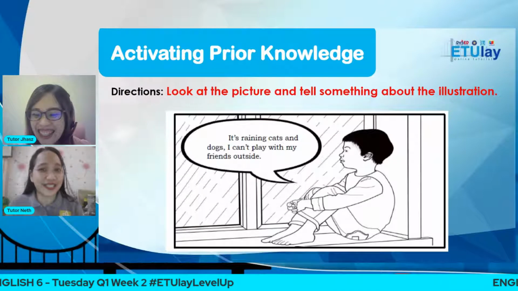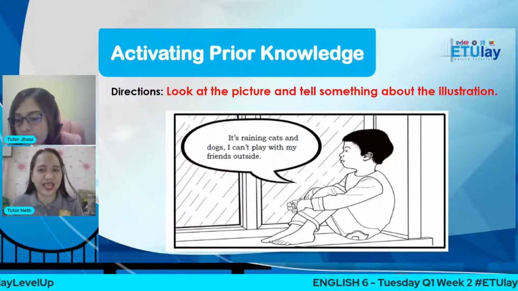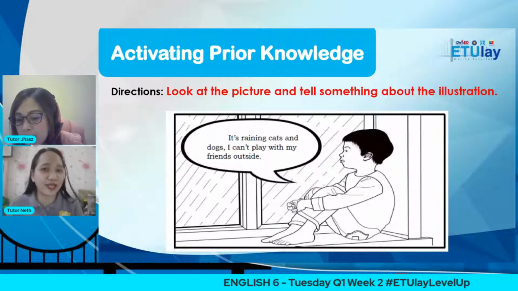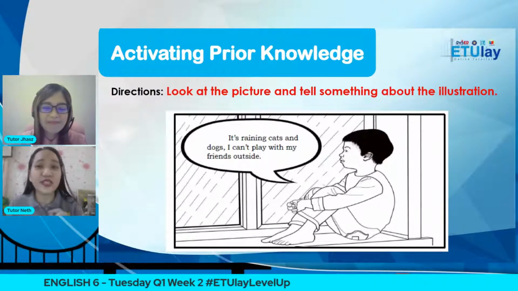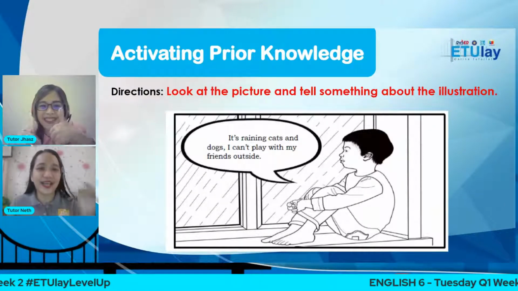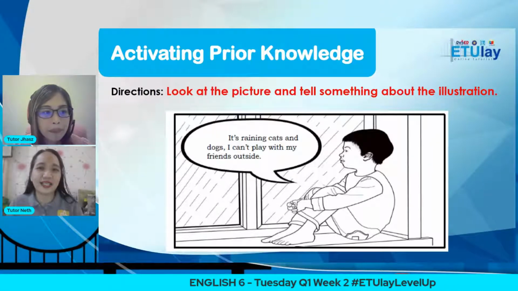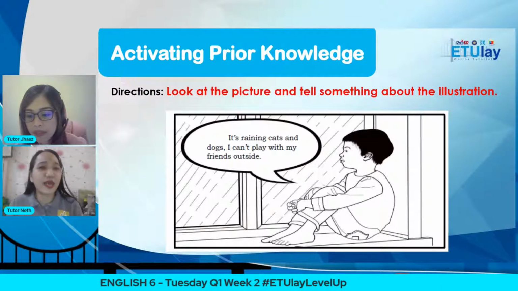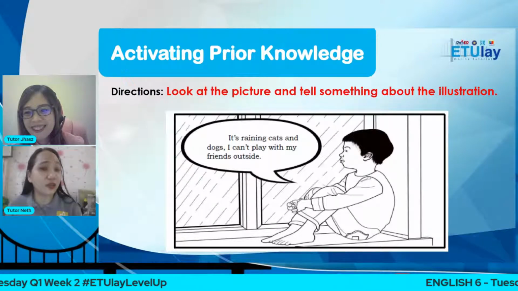Learners, let's start. I want you to look at this picture and tell me something about it. What does this picture imply? Always remember to answer in a complete sentence. Sige nga, comment nyo sa ating comment section ang inyong implication about this picture. It says, it's raining cats and dogs.